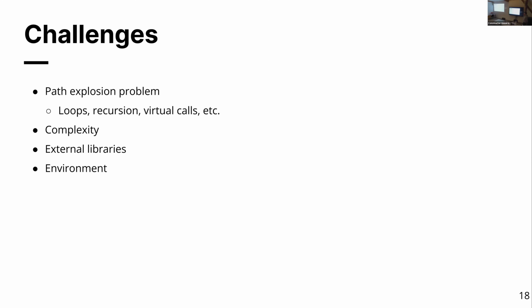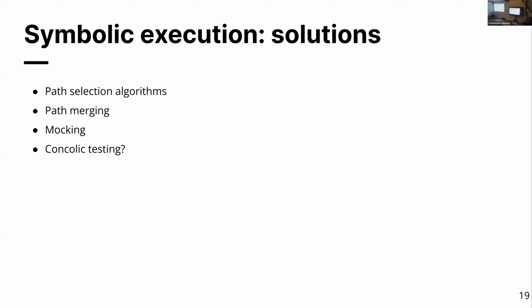And another problem is just resources. Symbolic execution is resource intensive. It's very complex to compute, and that's why it takes a lot of time to perform. And also you have some environment interactions or external libraries that you cannot resolve. And with some language constructs, symbolic execution just sometimes fails, and you don't know what to do. But there are some solutions to this problem.